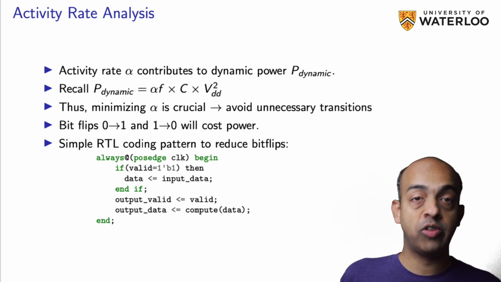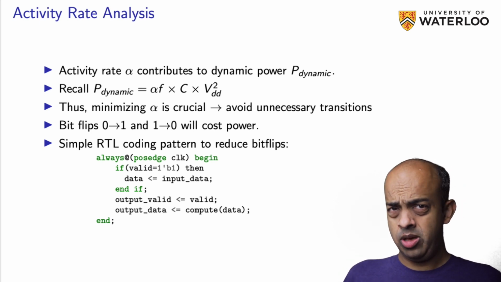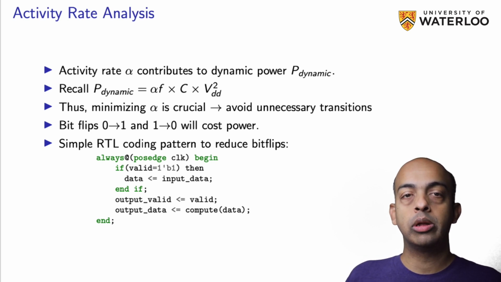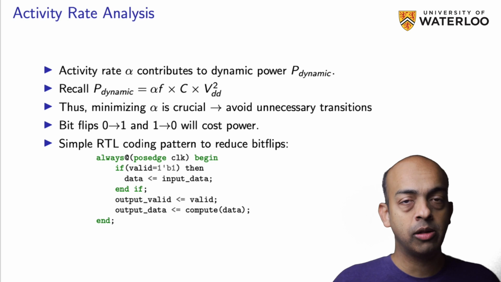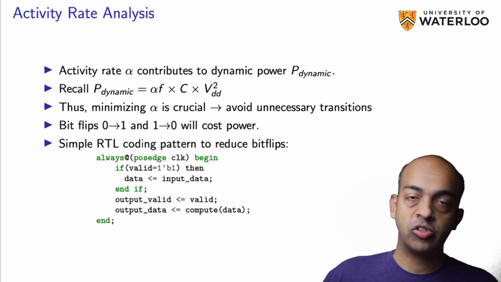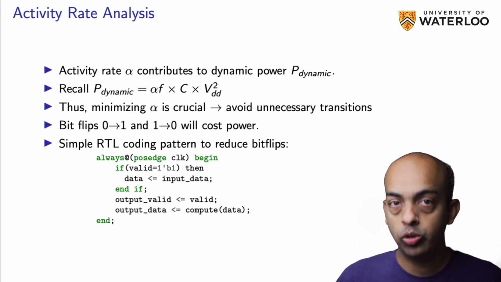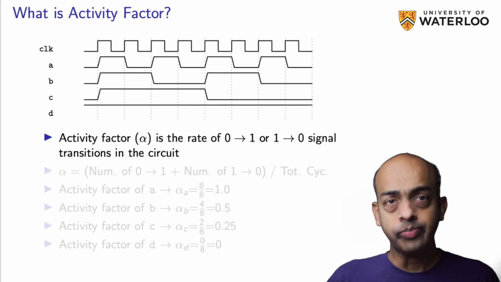goes into that compute function, right? Which might be a complicated function. If the data values are stable, right? If valid goes 0, the data value will be the same as the previous cycle. So no further 0 to 1 or 1 to 0 transitions will go through the circuit, and the dynamic component is taken out entirely, right?